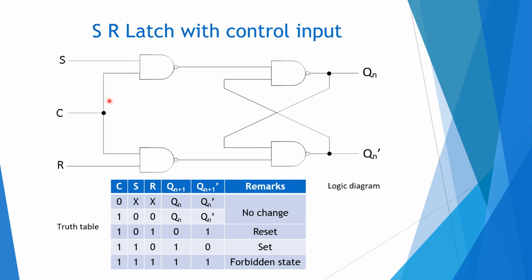When C is equal to 1, it will be the complement of S and R. So when S is equal to 0 and R is equal to 1, it will be reset. And when S is equal to 1 and R is equal to 0, it will be set. And when both S and R are equal to 1 and the clock is also 1, the output will be 0. So this is the forbidden state of the SR latch.